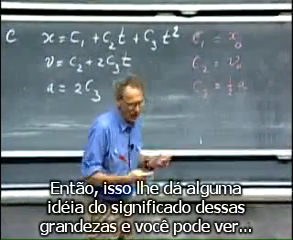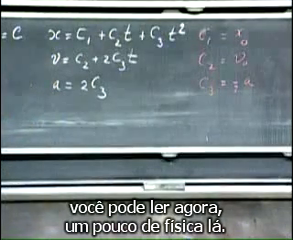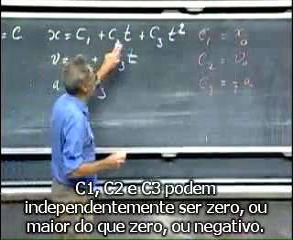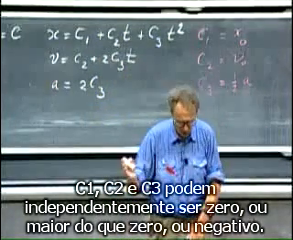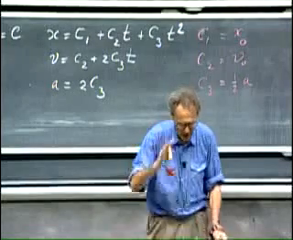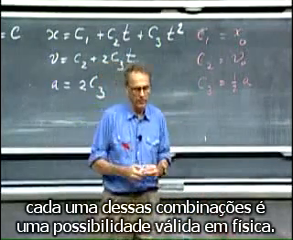So this gives you some insight in the meaning of these quantities, and you can see, you can read now some physics in there. c1, c2, and c3 can independently be either 0, or larger than 0, or negative. Makes no difference. Each one of these combinations is a valid possibility in physics.